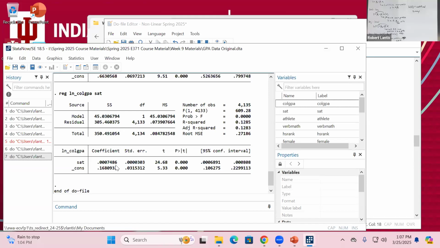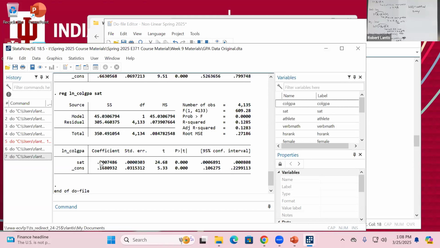But wait, what do I need to do to that? Why does that seem really, really small? First of all, one more point in the SAT isn't the largest increase, but why is it such a small change in my GPA? If I'm going from level to log, thinking about it like units to a percentage, I need to take that coefficient and multiply it by 100. So the actual effect is that if the SAT score is up by one, the percentage change in college GPA would be 0.07. Move that decimal two places.